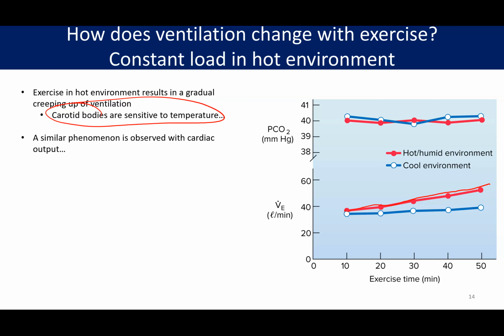As you'll see in a couple weeks, sweating and evaporation of sweat is the main way that we dissipate our heat. But the moral of this story is that during constant load exercise and heavy or moderate intensity exercise, you'll get a steady state in ventilation unless you're in a hot environment. If you're in a hot environment, even if you're doing a pretty light intensity exercise, your ventilation will continue to climb over time.